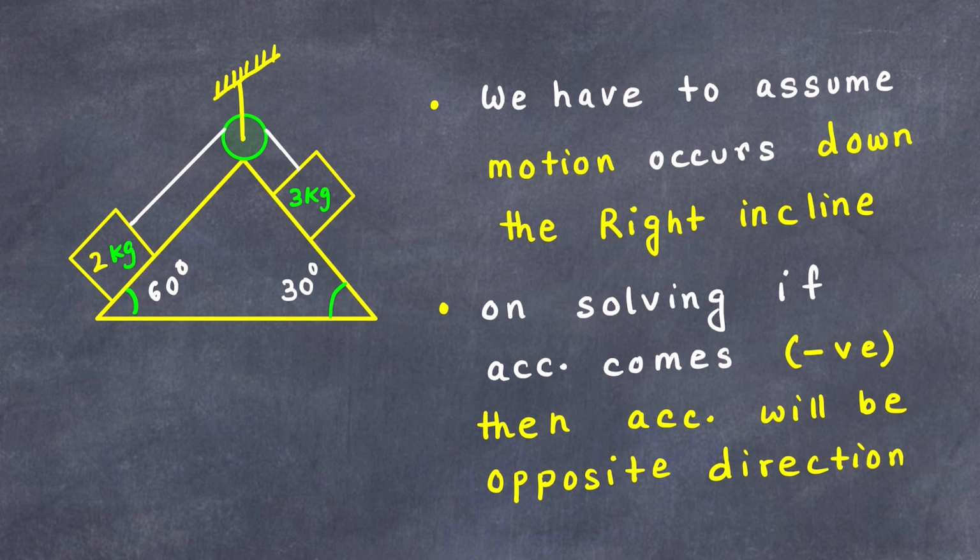Then the acceleration will be in the opposite direction. We assumed the acceleration to be in this direction, right? Now if the acceleration comes out to be negative, then it will be in this direction. That means the 3 kg will move up and the 2 kg will move down. So we will discuss this example in detail and your concepts will become crystal clear.